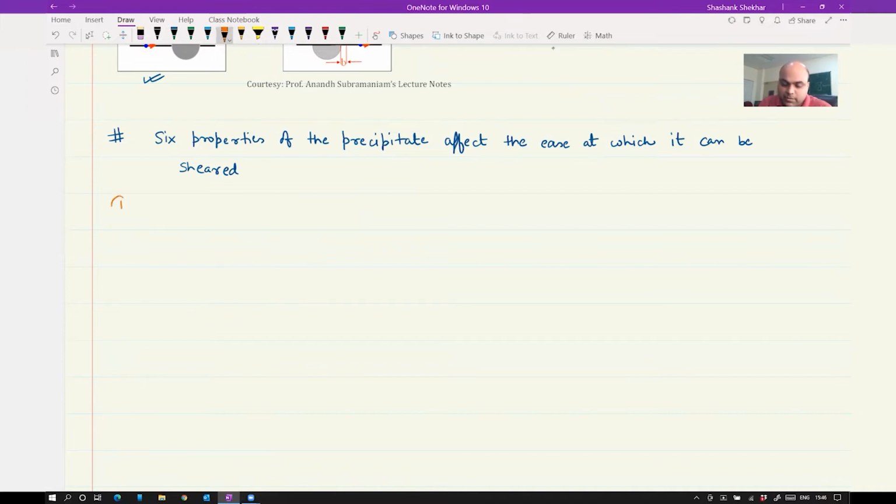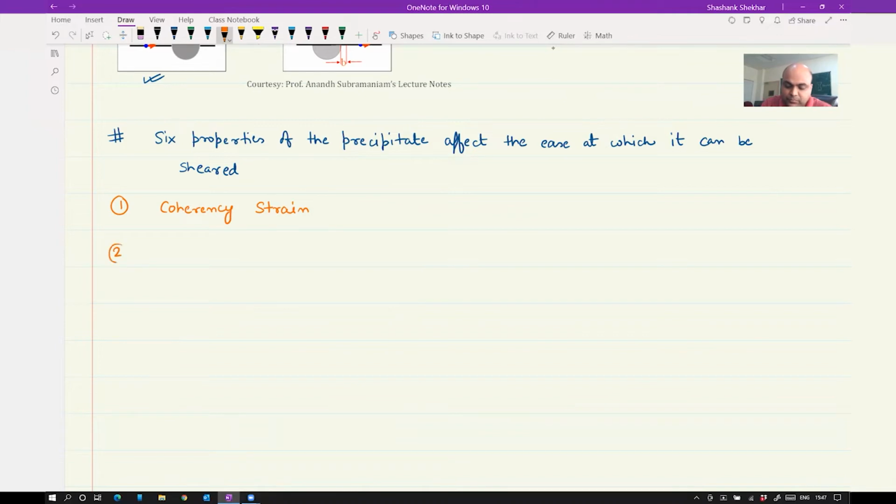The first one is coherency strain. And this one we have already studied before, isn't it? As I mentioned before, whenever you have a coherent interface, you are going to have some amount of strain associated with it. Now a dislocation moves on a slip plane, it comes near the precipitate, and the dislocation already has a strain field associated with it. Now you have coherency strain associated with the precipitate, isn't it? So these two strain fields are going to interact.